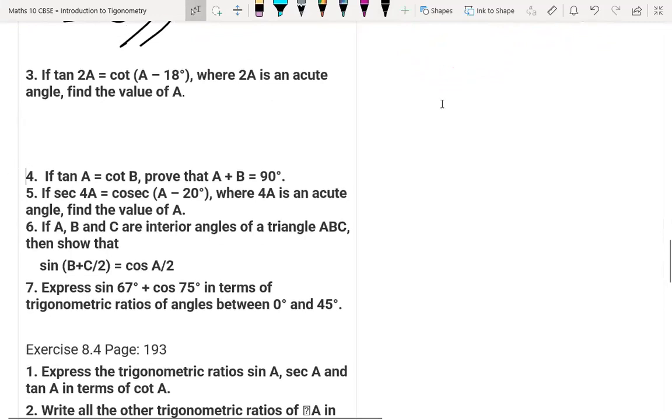Sir, here it will be, sir, 18 degrees. Sorry. Yeah, 18 degrees. Then I think A equals to 9. Tan 18 degree. How did tan 18 degree come? Sir, cot A minus 18 degrees is equal to tan 18 degrees. What are you saying? Cot A minus 18 degree is equal to what? Oh, sir, here A is there, right? 90 must be there.